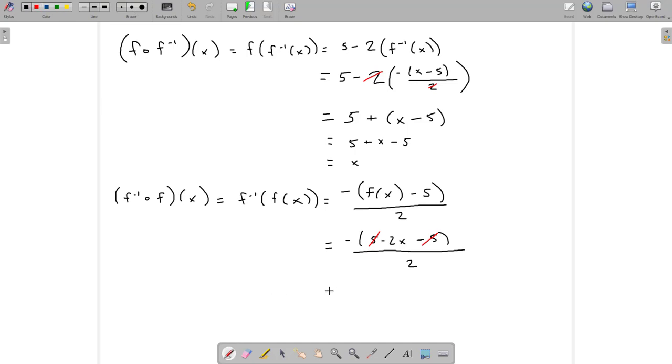And then I'm going to have a negative times a negative here. It has to get distributed inside. So I'm going to have positive 2x over 2. This 2 and this 2 will cancel again here. So I am left with x, which means that we did it correctly. We found the inverse of f.